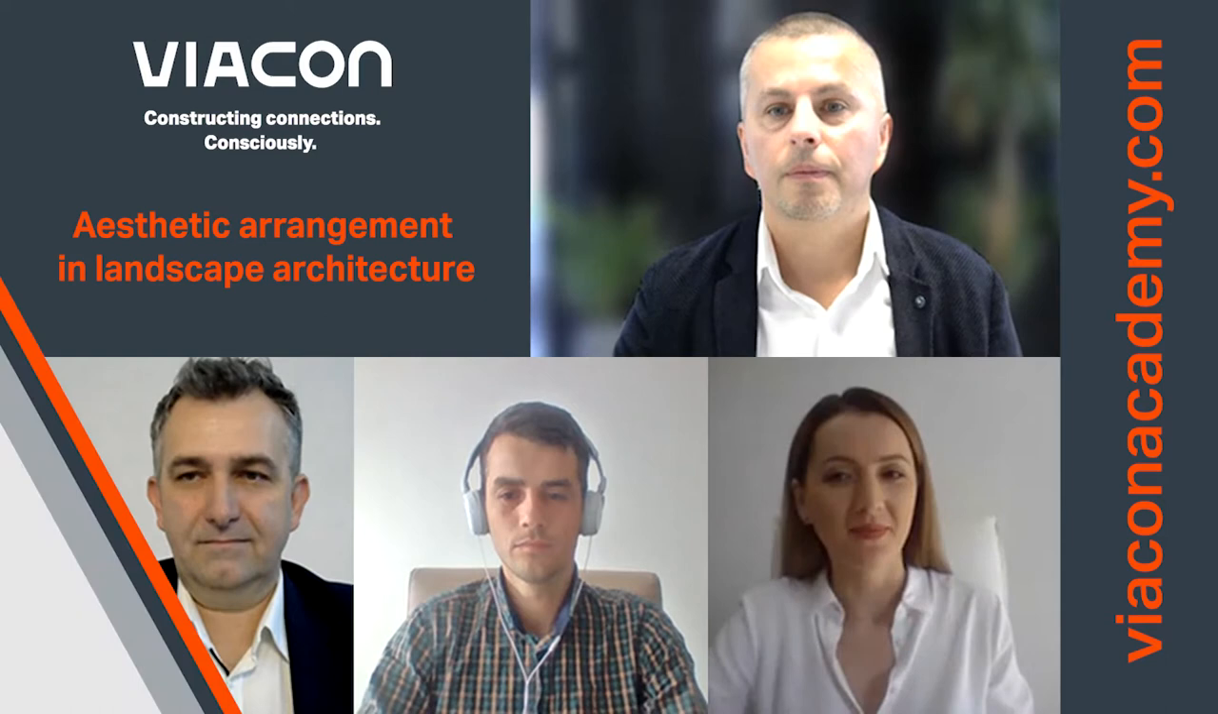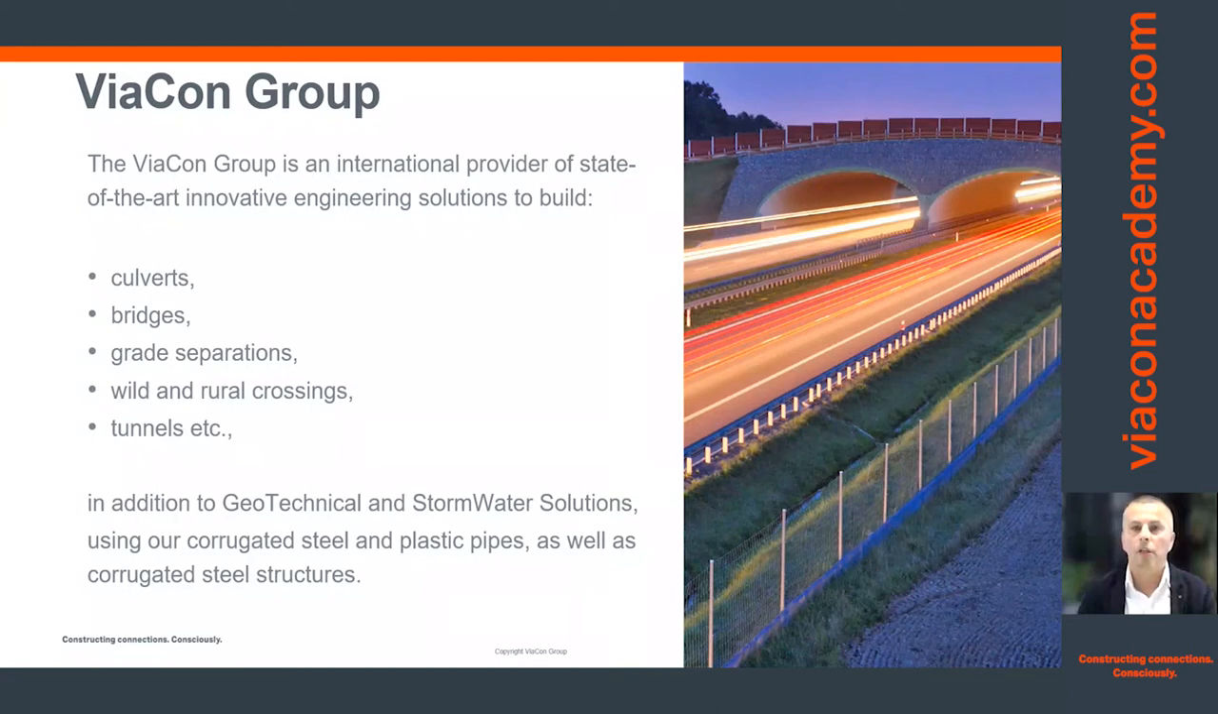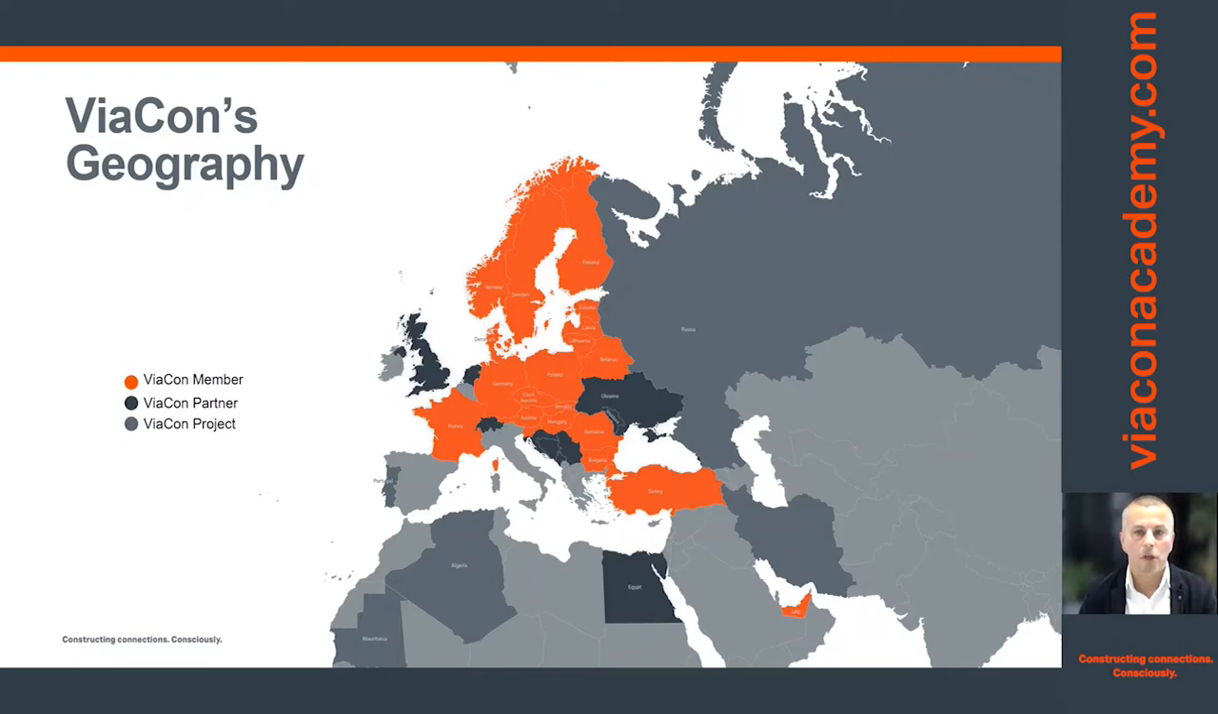I assume that many of you know ViaCon. In fact, some of you are our friends already. However, for those of you who might not know us very well, here is a short introduction to the ViaCon Group telling you about who we are, what we do, how we do it, and where we are headed. ViaCon Group is an international provider of innovative engineering solutions to build civil structures like, among others, bridges and culverts. ViaCon companies are located, as you can see on the map, in orange color, and our main region is Europe. However, our solutions also reach distant regions on other continents.